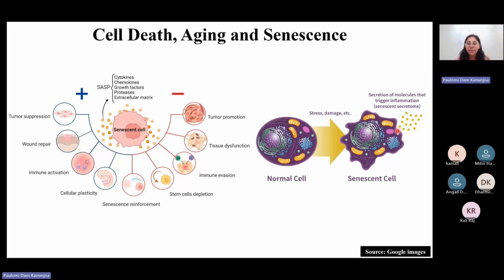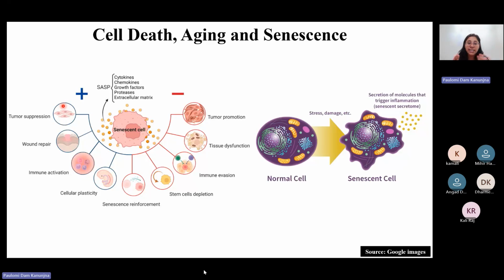Now on this slide, for example, you can see that there are a lot of factors which are written with plus and minus. So what does it say? Your senescent cells basically have these two types of effects, right? The plus ones here, which are also in blue in this case, are the beneficial effects which can come with the early stage of senescence. So when a cell is undergoing senescence, some of the chemicals that they secrete can have a beneficial effect. For example, they can have tumor suppression.